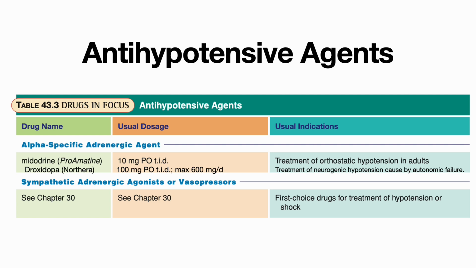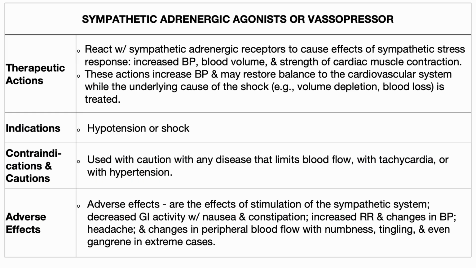So the first choice drug for treating shock is usually a sympathomimetic drug, the one that is shown in figure 43.3. So we have here a table for sympathetic adrenergic agonists or vasopressors, which are the first choice for treating severe hypotension or shock, which was discussed already in detail in chapter 30, in your previous topic.